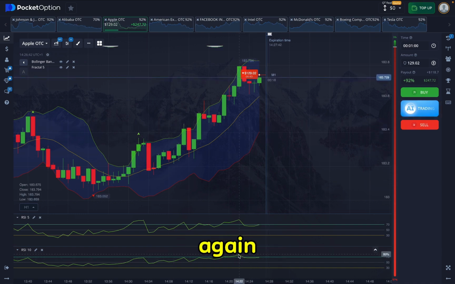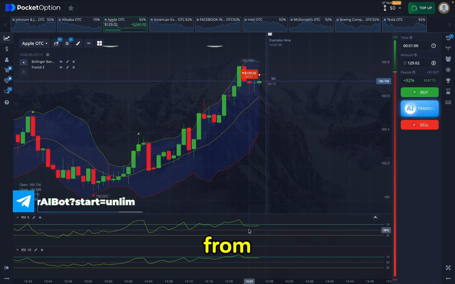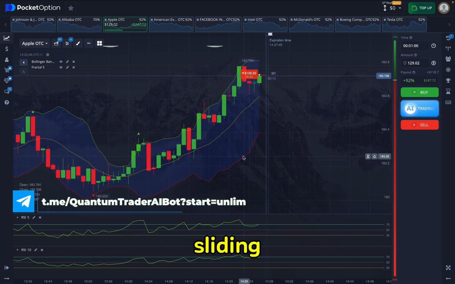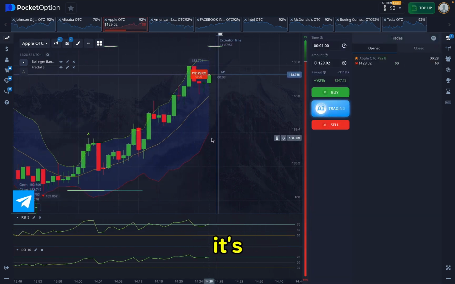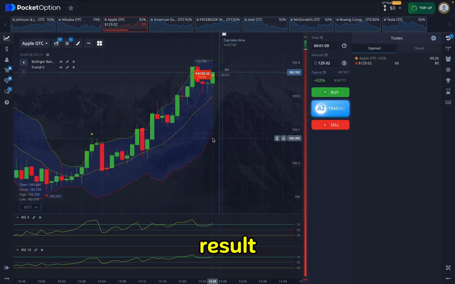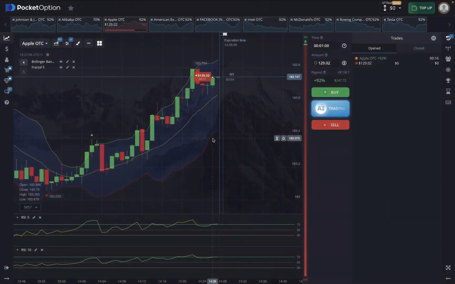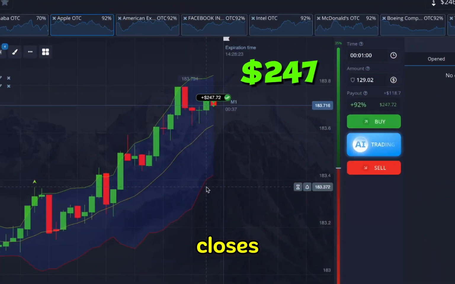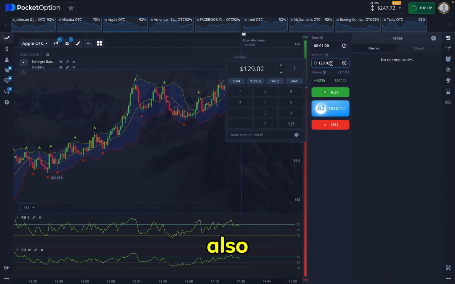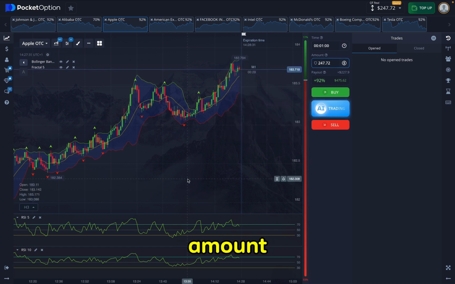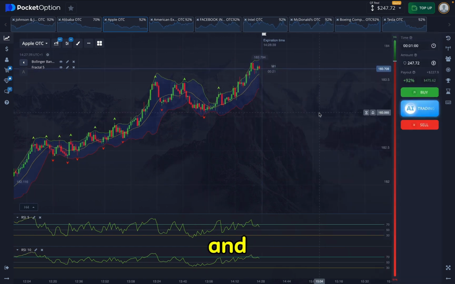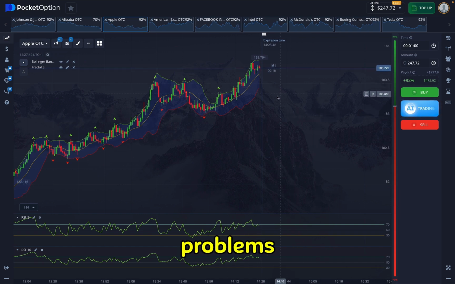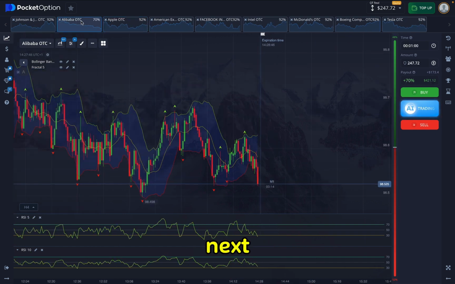In our case, it is again an exit from the overbought area. From the top to the bottom, both sliding lines have shown a crossover, so we can open a downside position here. It's also very simple. Let's look at the result. And the position closes again in plus perfectly. We also open a further position at the maximum amount. As you can see, we had two entry points identical in logic, and the positions closed in plus without problems. Let's continue and pick up the next asset.